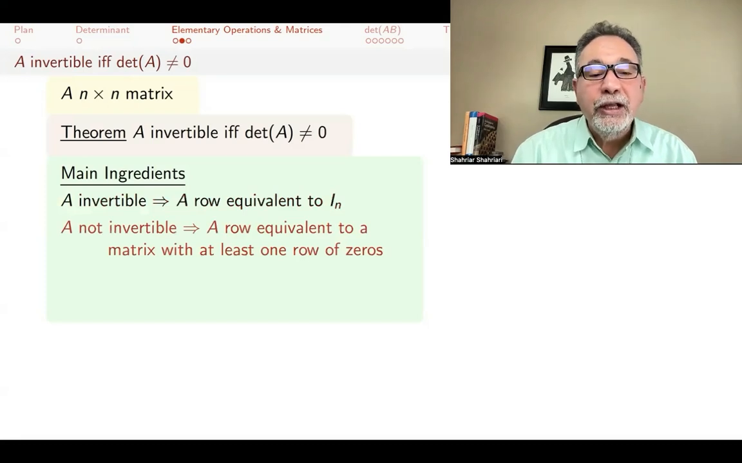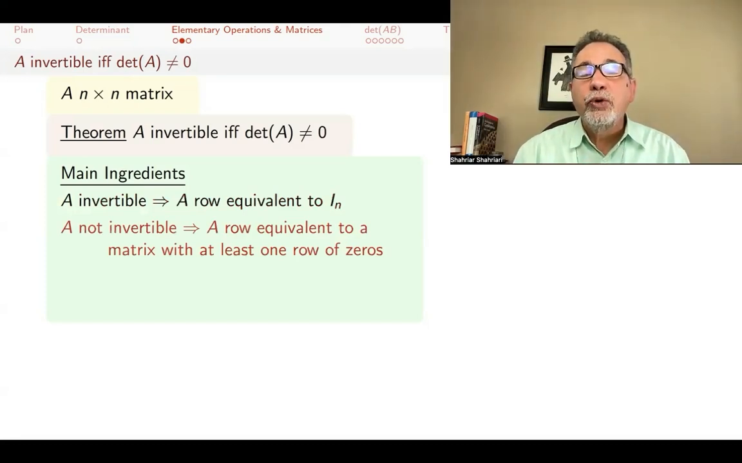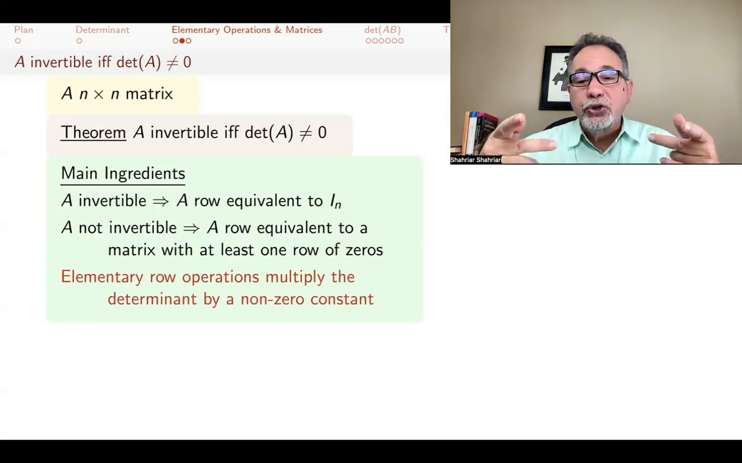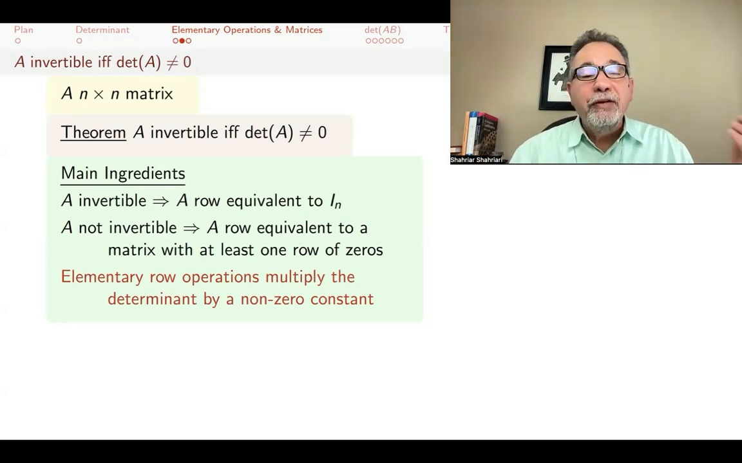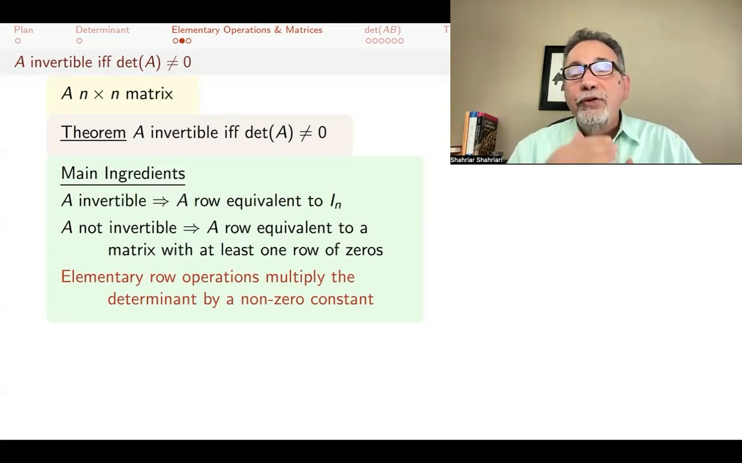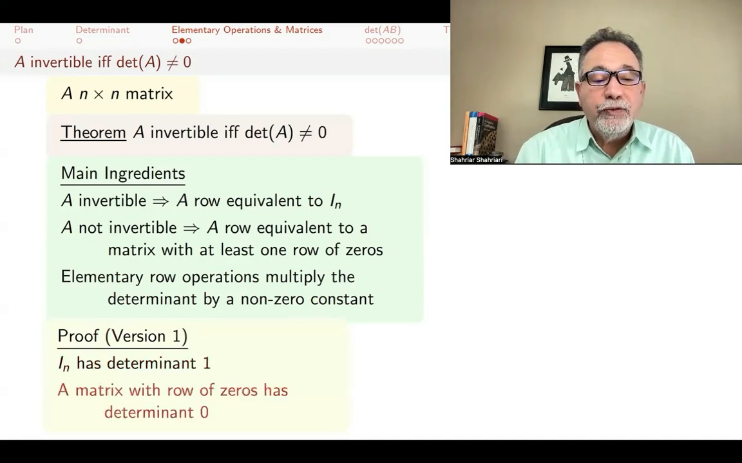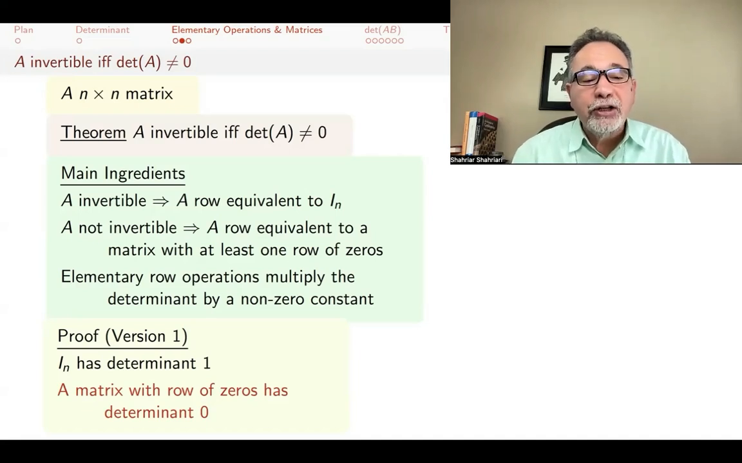If A is not invertible, A is row equivalent to a matrix with at least one row of zeros. And when you do elementary row operations, the determinant gets multiplied by a non-zero constant because either you're switching 2 rows, in that case, you're multiplying by -1. If you're multiplying a row by a non-zero constant, the determinant gets multiplied by that non-zero constant. And if you do the third elementary row operation, the determinant gets multiplied by 1. I know that identity has determinant 1, and a matrix with a row of zeros has determinant 0. For a matrix with a row of zeros, because for every one of those elementary products, you have to use one of the entries in that row, all the contributions will be 0 and the determinant will be 0.